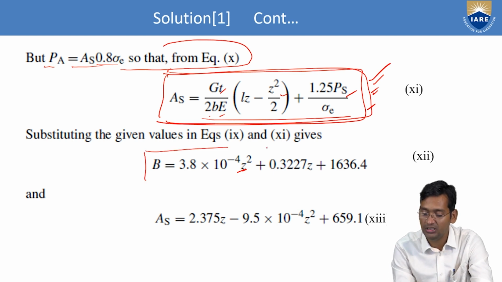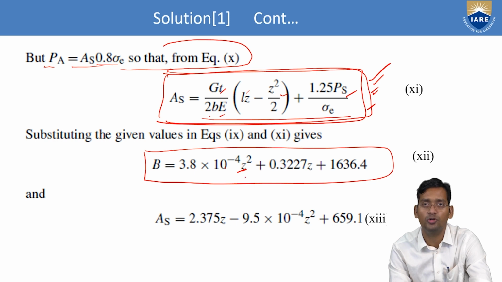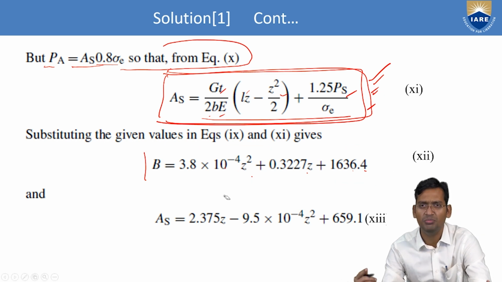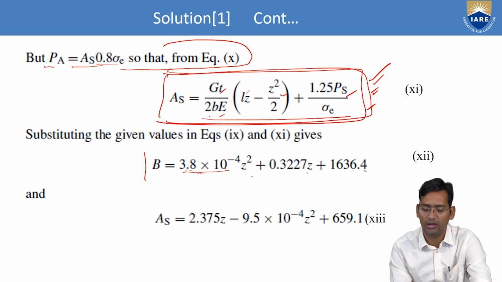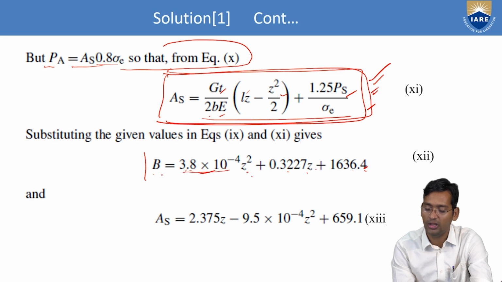Then you will get B equals 3.8 into 10 to the power minus 4 Z square plus 0.3227 Z plus 1636.4. Now you can see this is a quadratic equation. You can put it into the calculator in quadratic form, or apply the formula, but applying the formula is somewhat difficult. So select the quadratic equation in the calculator and put the values of a, b, c in ax square plus bx plus c. Here x is your z, so whatever value of x you get is the value for z.